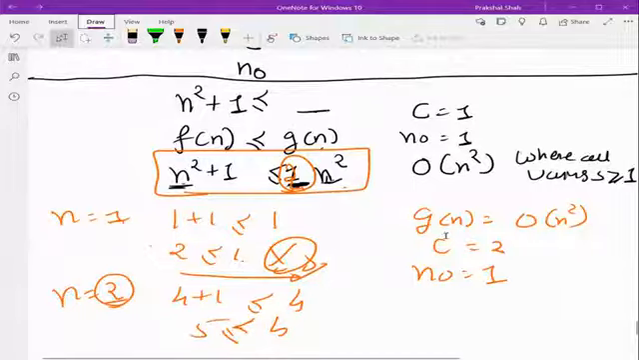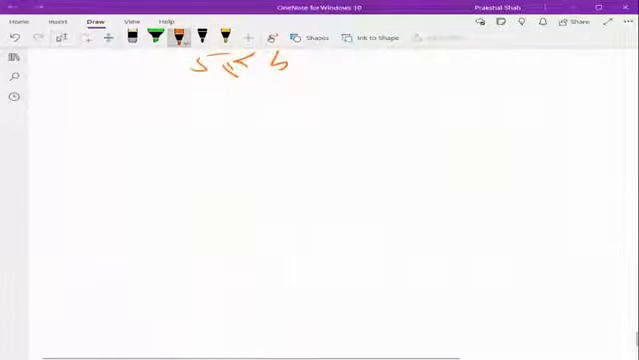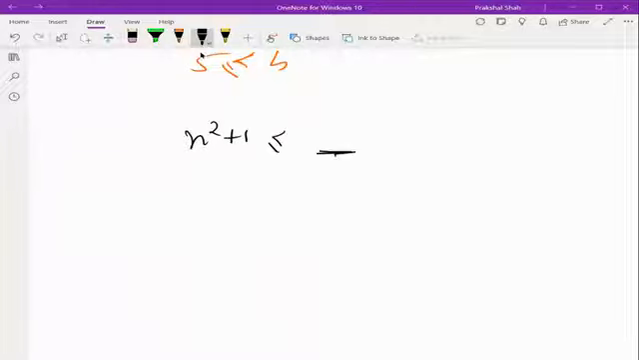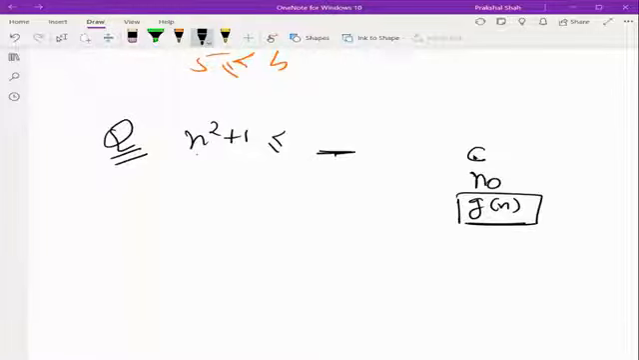Yes or no, people? So what I told you is that I have this n square plus 1 is less than or equals to, I need to find something, right? This point is clear. I need to find my C, my n naught, and my g of n. G of n is what? My tight upper bound. Okay. So now this is following my n square degree. So this g of n would always follow the n square degree also. I just need to find the coefficient of it.